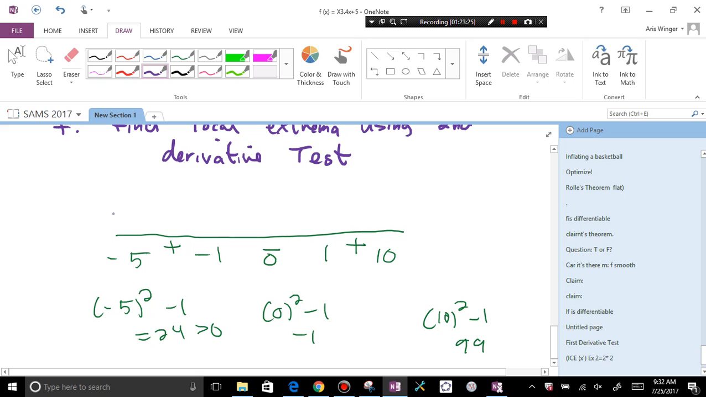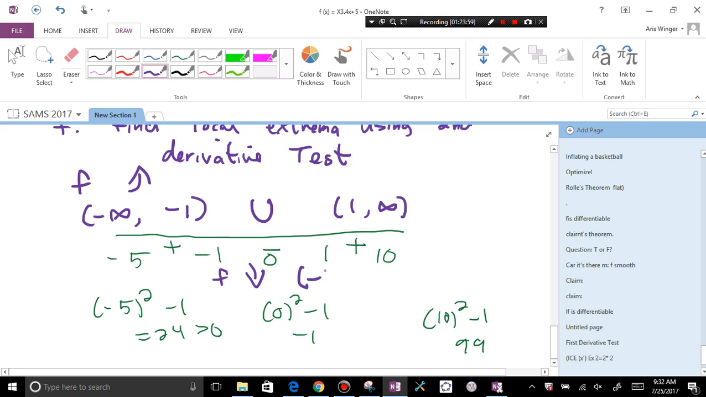If you wanted to find where the function was increasing, it would be on this interval or on this interval. Would there be a union sign? That's how we say or in mathematics. So f is increasing on this interval union with this interval. f is decreasing where the derivative is negative, on the interval -1 to 1.